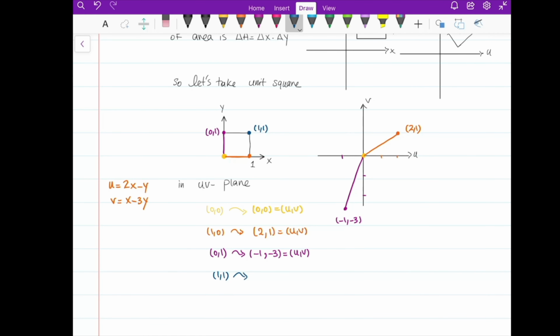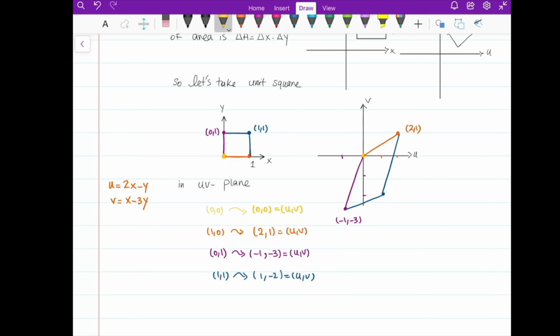Let's put the last point, which is the point 1, 1. So 1, 1 in the uv plane becomes what? x is 1, y is 1, so u is 1. x is 1, y is 1, v is negative 2. So this is the uv point: 1 and then negative 2. Very good. So these two sides become like this.